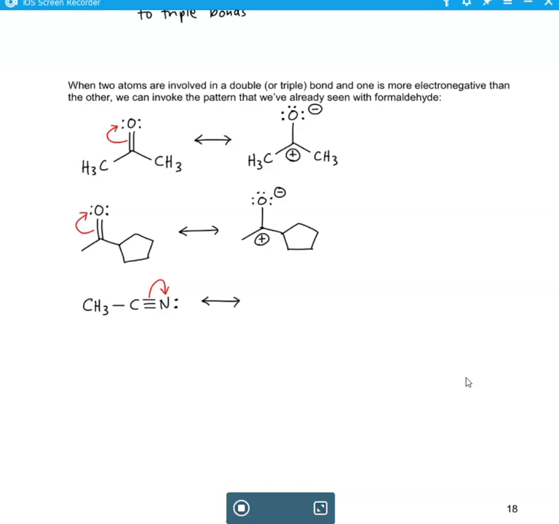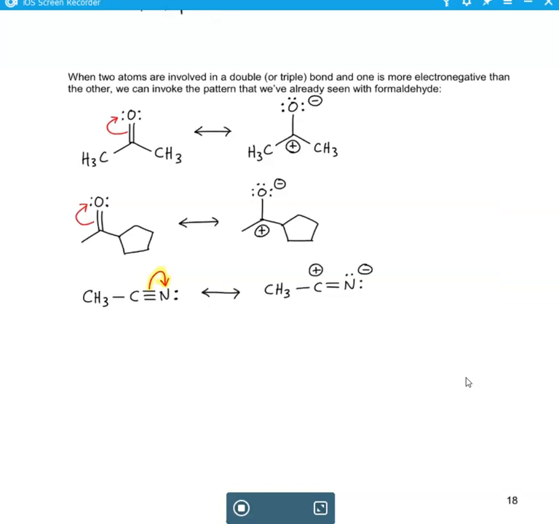The double-headed arrow, that is, talking about this guy right here, the arrow that has two barbs at the end, shows that we're moving a pair of electrons out of that triple bond and placing them on the nitrogen. That gives the nitrogen a negative charge and the carbon a positive charge.